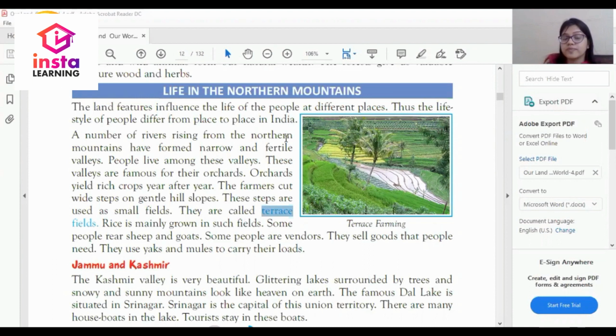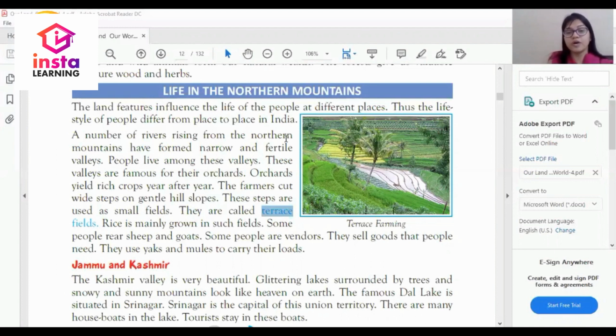तो वो वैलीज क्यों फेमस होती हैं? वहां के बागानों के लिए फेमस होती हैं. Orchards yield rich crops year after year. The farmers cut wide steps on gentle hill slopes. These steps are used as small fields. They are called terrace fields. Rice is mainly grown in such fields.